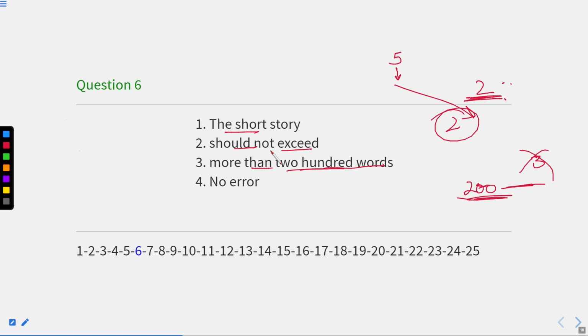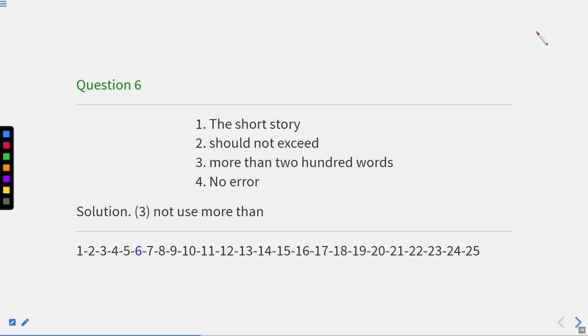So if it is saying should not exceed, then this "more than" is superfluous over there, because if I say should not exceed 200 words, it means if there are 201 words, they will not be accepted. So we cannot write "more than". Exceed means of course we cannot go beyond it. So "more than" will be superfluous over here. So the correct answer will be 3, that you don't use "more than".